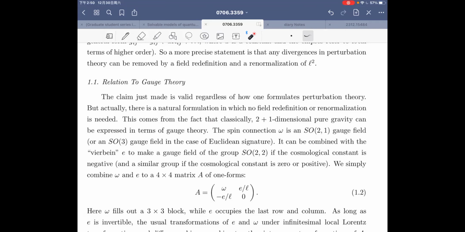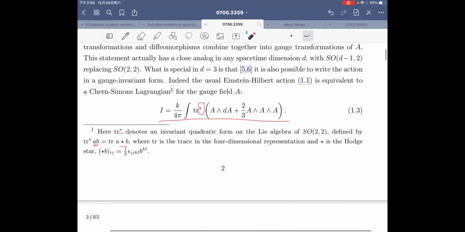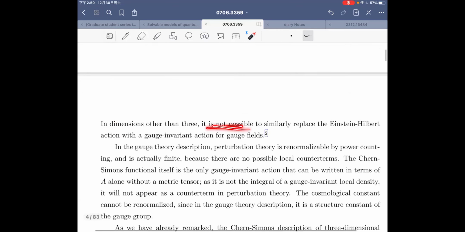The important thing here is that in dimensions higher than 3, it is impossible to write the Einstein gravity as a gauge field theory. Therefore, you cannot expect to study 4-dimensional gravity using the same method. Okay, this is something we need to note.